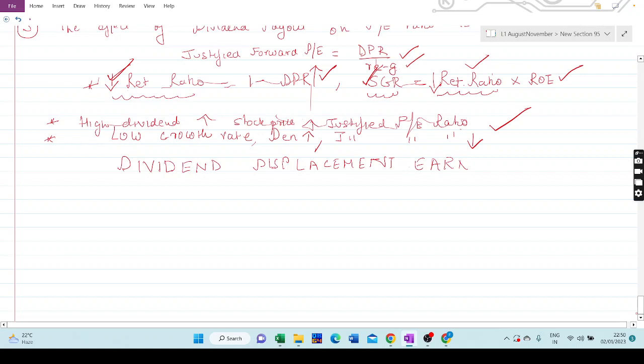This ambiguous effect of dividends on the justified P/E ratio is known as the dividend displacement of earnings. Very important.